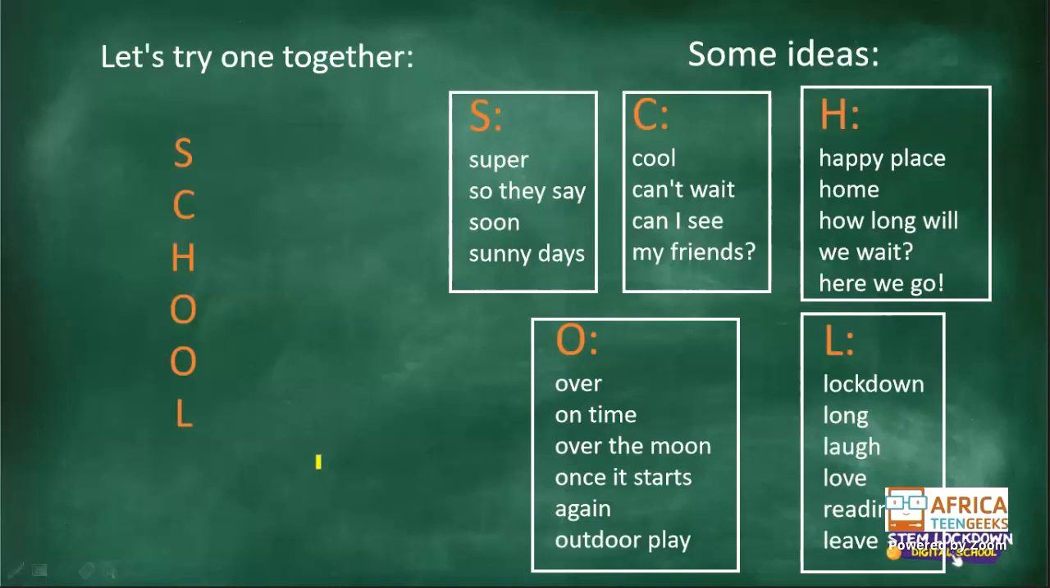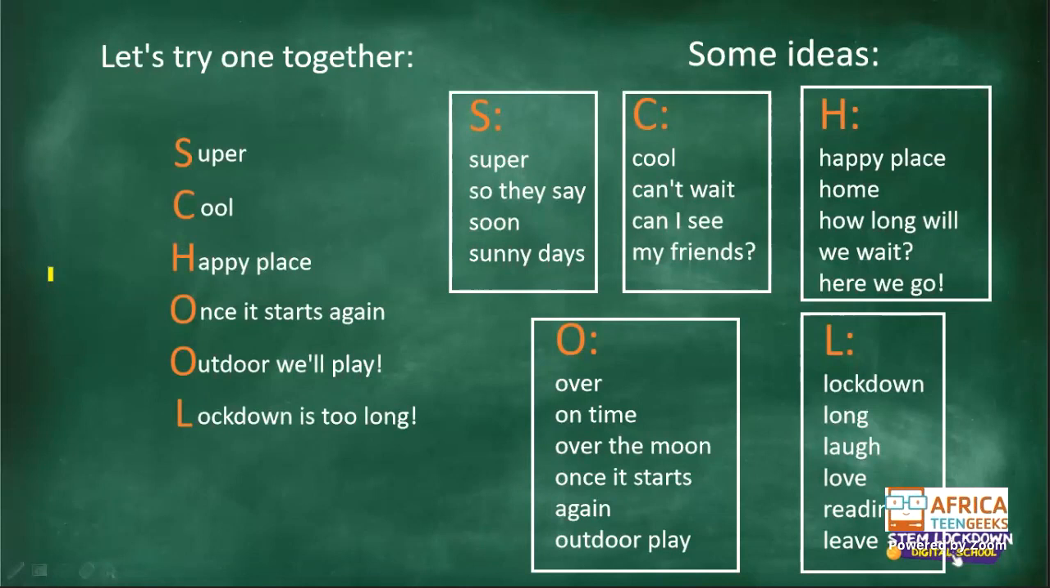Oh, Bully, I like yours. I'm going to take a photo of it. And I want you guys to write one quickly in the chat box, the whole one. I'm going to show you mine quickly. I chose super, cool, happy place. Once it starts again, outdoor will play, and lockdown is too long. Okay, so let's read mine. School, super cool, happy place. Once it starts again, outdoor will play, lockdown is too long.